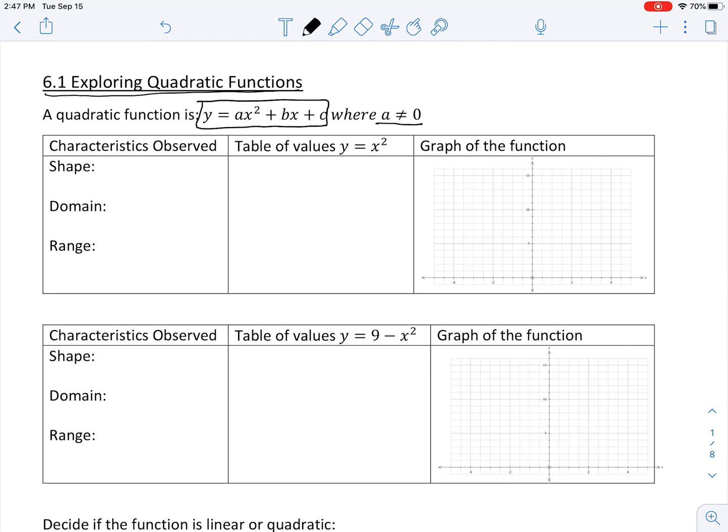The reason being, if a equals 0, then this would disappear, and it wouldn't be a quadratic function, it would be a linear function. So remember, quadratic means squared. So we're looking at having an x squared, okay? And there it is, ax squared plus bx plus c. So let's start with the most basic quadratic function, y equals x squared, this guy.